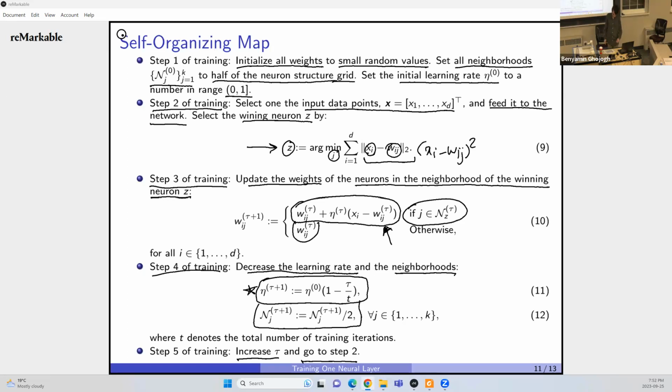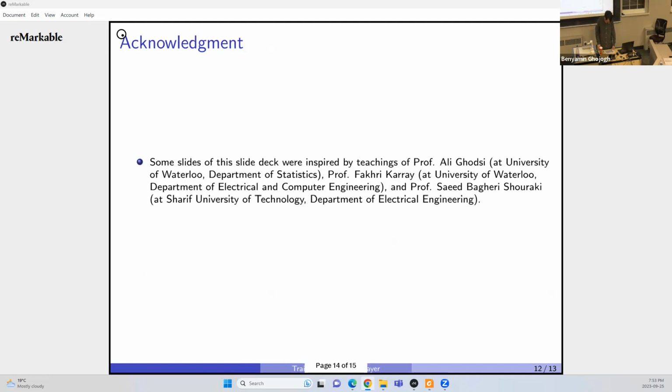Agree? By the way, I understand that the temperature is hot, but I don't know what to do. Sorry about the temperature of the class. I think we can open that door.